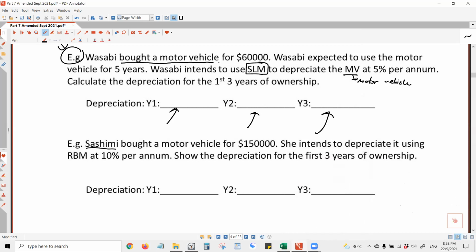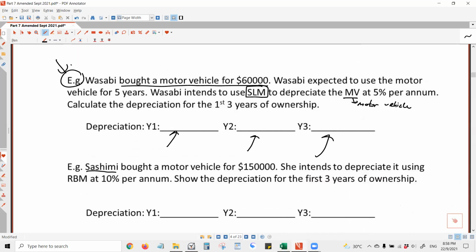Now let's see. Wasabi bought a motor vehicle for 60,000. The price you paid to buy an NCA is known as cost. Expected to use the motor vehicle for 5 years. What do you call this 5 years? Useful life, because it says expected to use the motor vehicle for 5 years. Intends to use straight line method at 5% per annum. Now you know that you should use the straight line method.